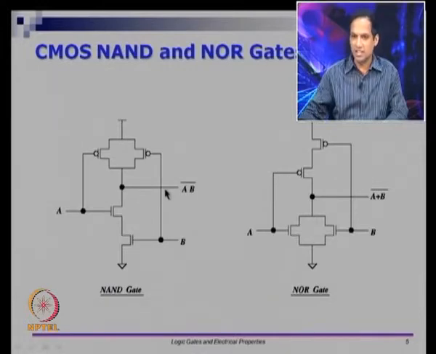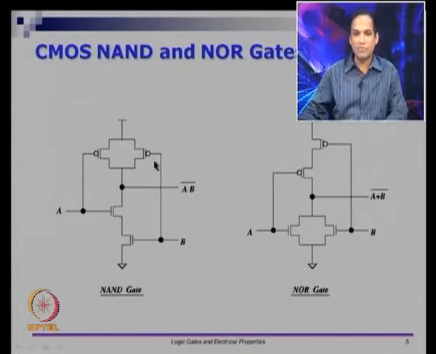So, it will get charged, it will become 1, and because this device is turned off, whatever you are charging cannot discharge. So, if you keep A equal to 0, then you have this output line charging to 1. By symmetry, if B is kept at 0, the output will charge to 1.